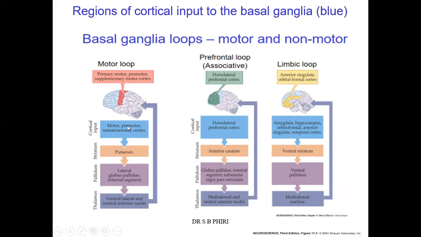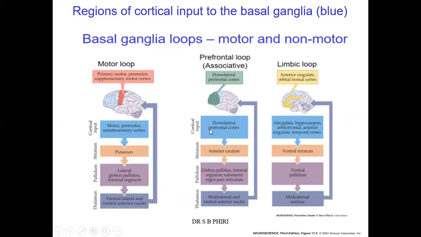So mainly the motor loop is projecting to the putamen. You can see here that we have the motor cortex, premotor cortex, and somatosensory cortex projecting to the putamen. So this is the input to the basal ganglia. From the putamen, there are neurons called medium spiny neurons that are projecting to the lateral globus pallidus internal segment. Then from here, they'll project to the ventrolateral and ventroanterior nuclei of the thalamus. So this is just one pathway, an example of a direct pathway, but we'll discuss them later on.